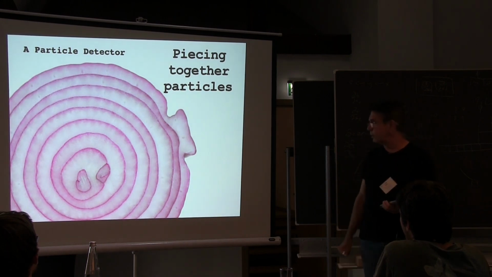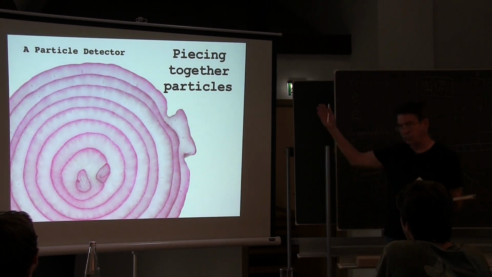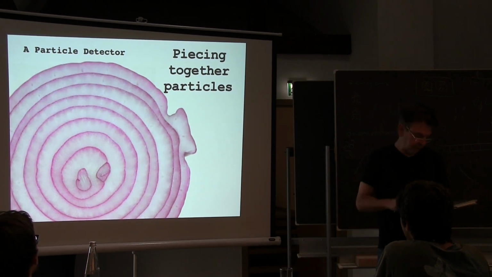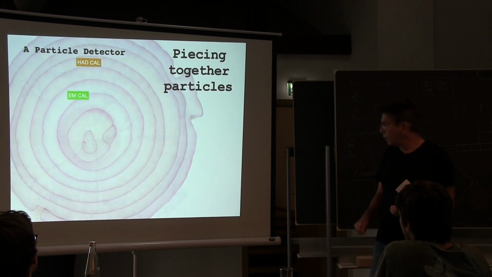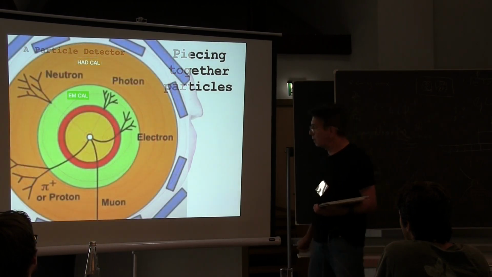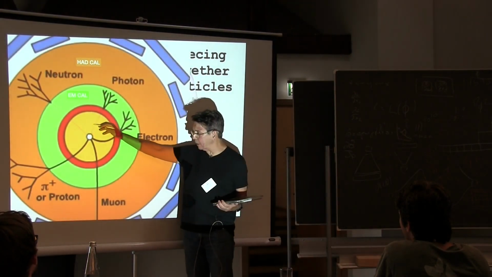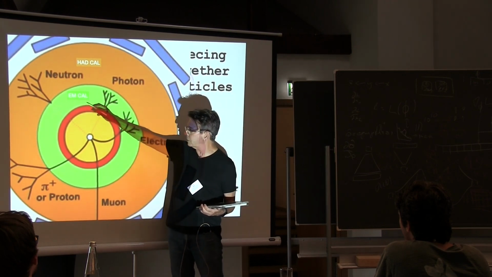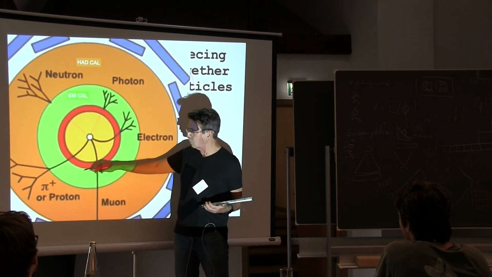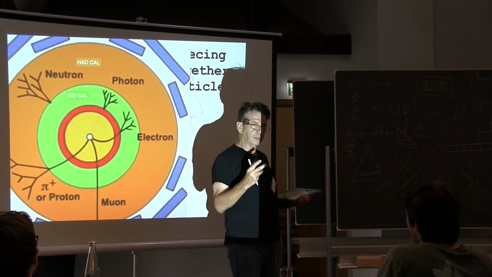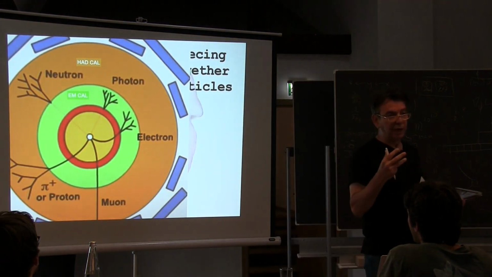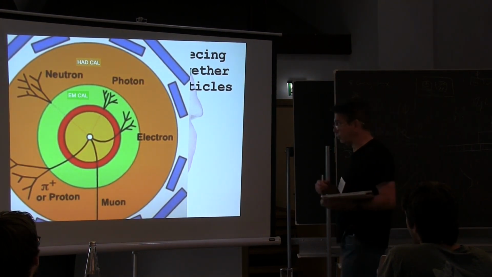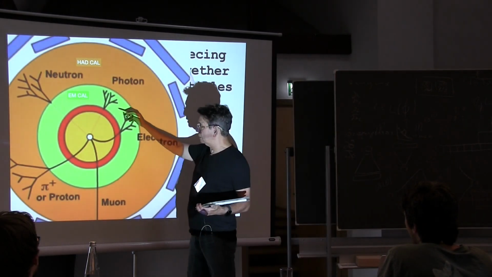So what is a modern detector? A modern detector is like an onion. It's made of layers. There is the tracking layer, then there is the electromagnetic calorimeter, which stops the electromagnetically interacting particles like photons and absorbs their energy. And we can try to measure how much was absorbed and guess the particle's energy.